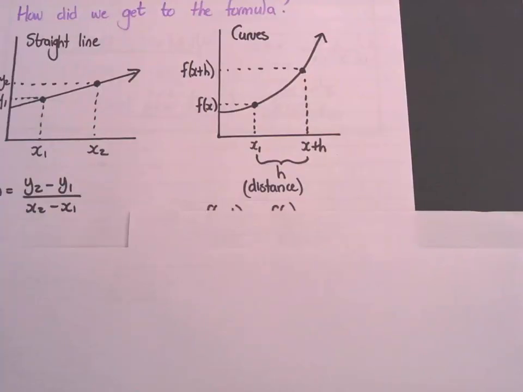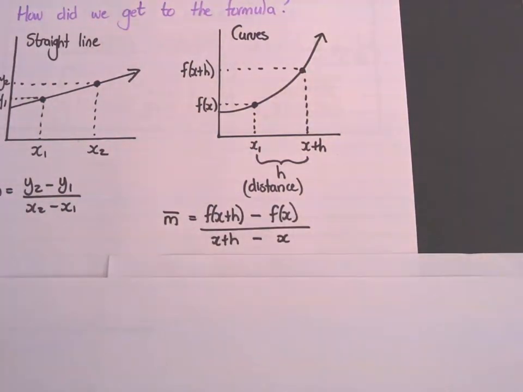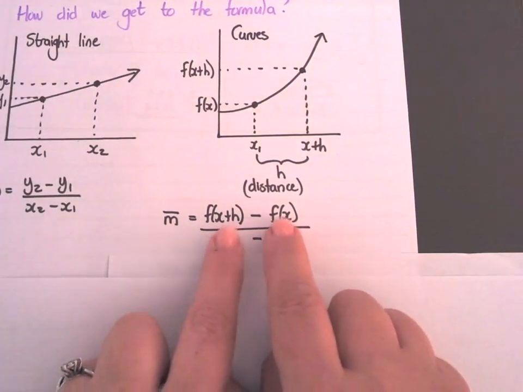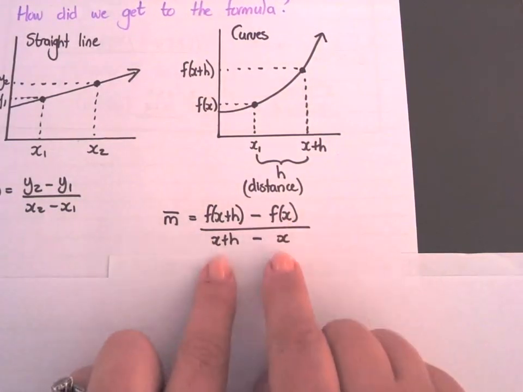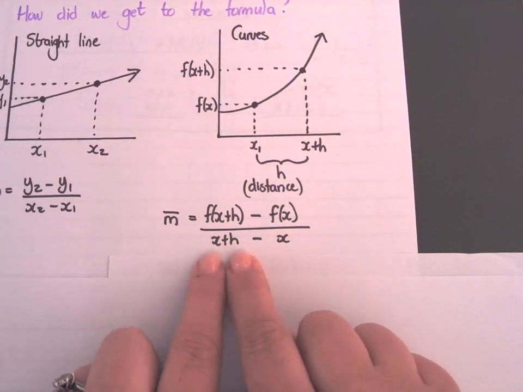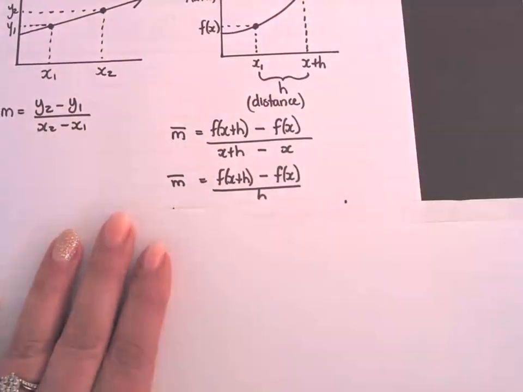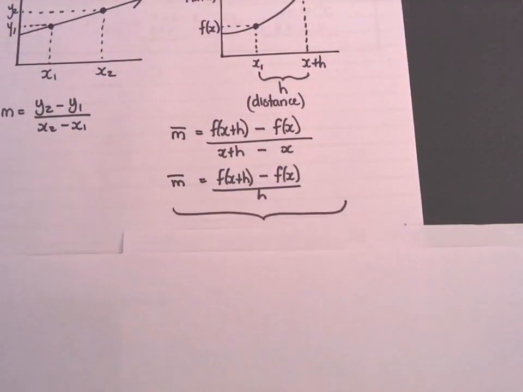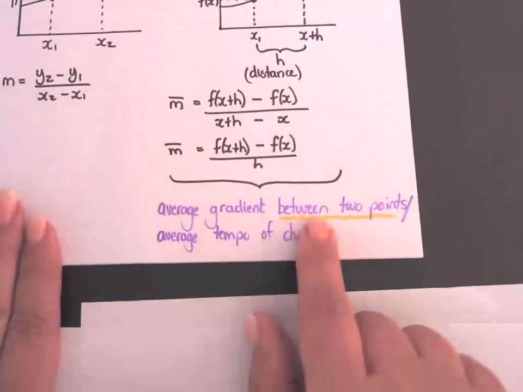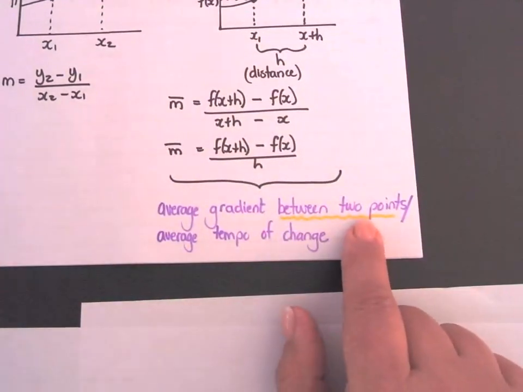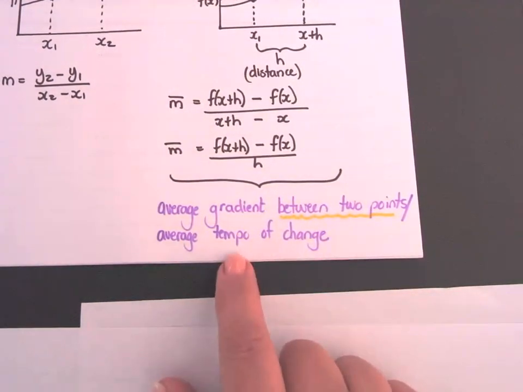Right. Then we said we have an average gradient. So we took the distance between the y values over the distance between the x values. And if you simplify the denominator, you will get h. Are you all with me so far? Right. So this actually is the average gradient between 2 points, or you can also say it's the tempo of change.